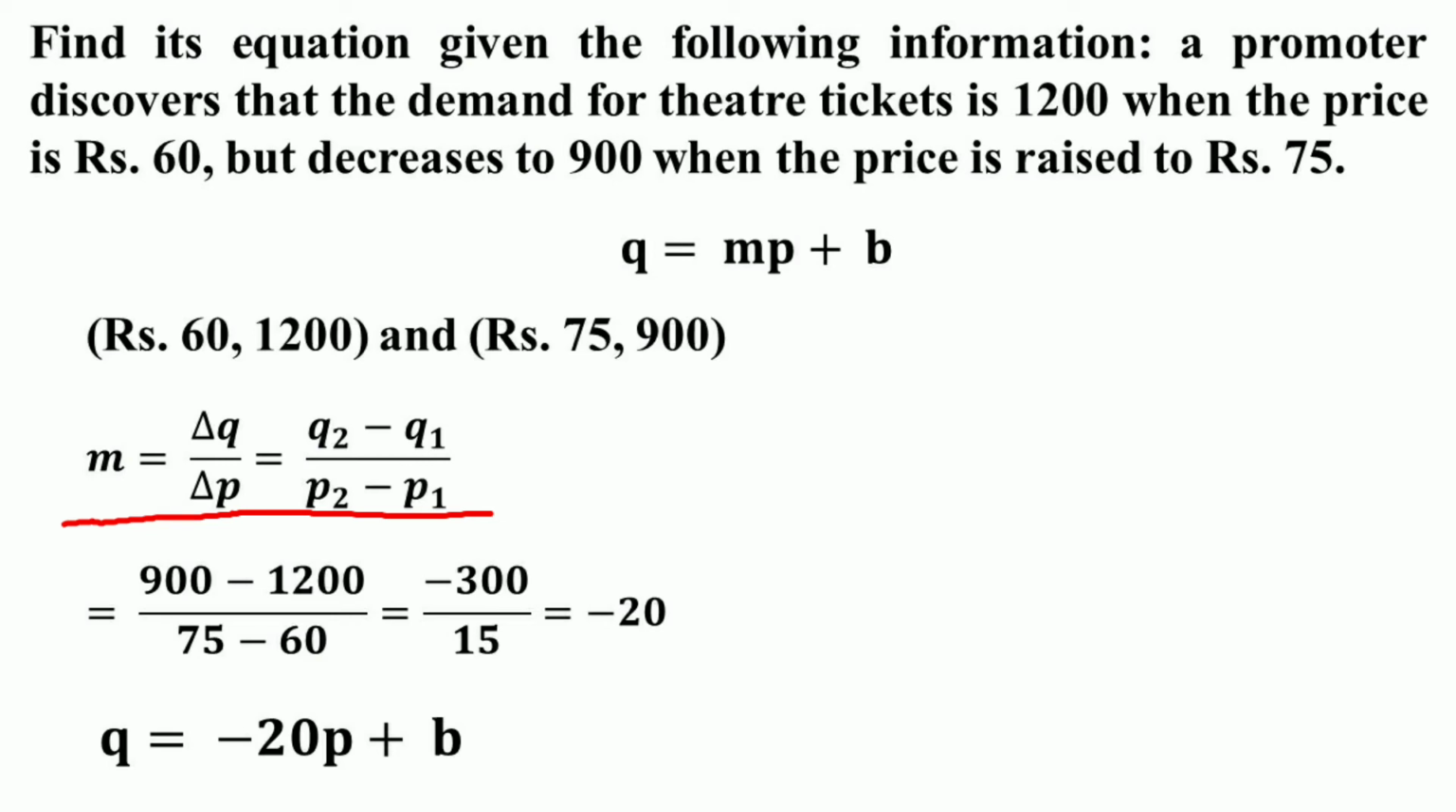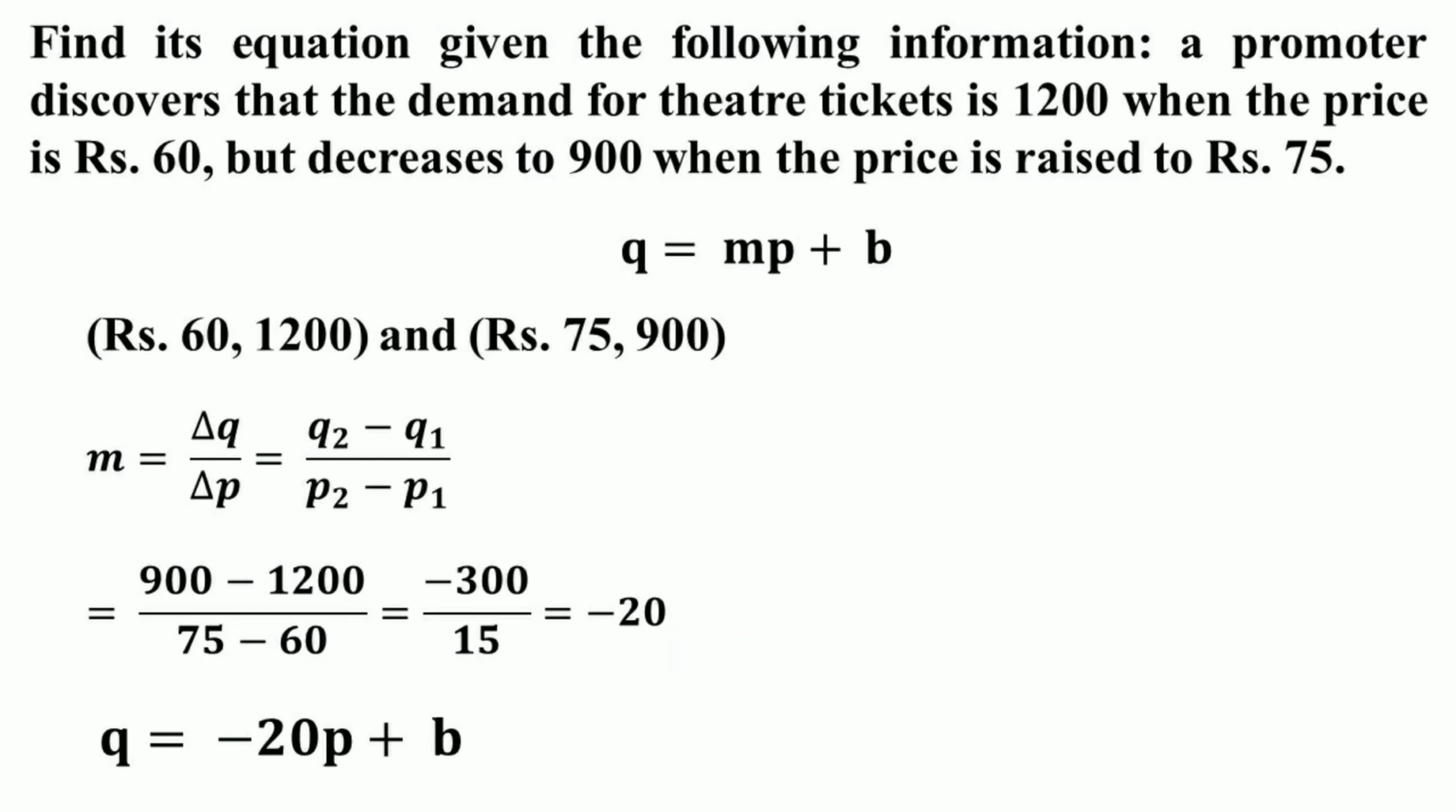So the slope m is equal to change in q divided by change in p. Change in q is equal to q2 minus q1, and change in p is equal to p2 minus p1. So q2 minus q1 is 900 minus 1200, divided by p2 minus p1, which is 75 minus 60. So 900 minus 1200 is minus 300, divided by 75 minus 60, which is 15. So minus 300 divided by 15 is equal to minus 20.